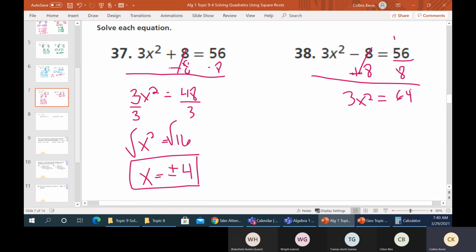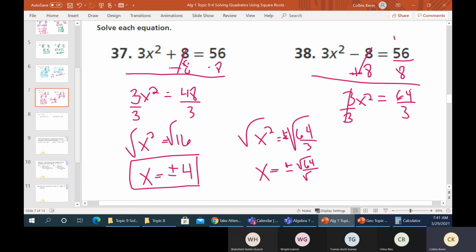So then standard procedure says let's divide by the 3. Cool. These go away, so I get x squared equals 64 over 3. So we're going to square root. Remember, it's a plus or minus version of this. All right, so it turns out you can do some interesting things with this one because, again, you could write it as x equals plus or minus the square root of 64 over the square root of 3.